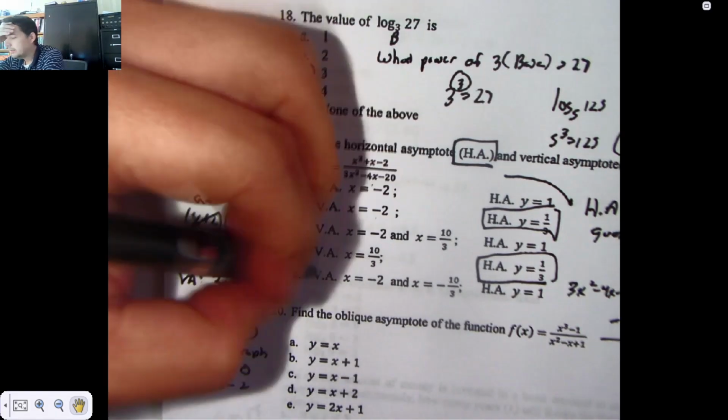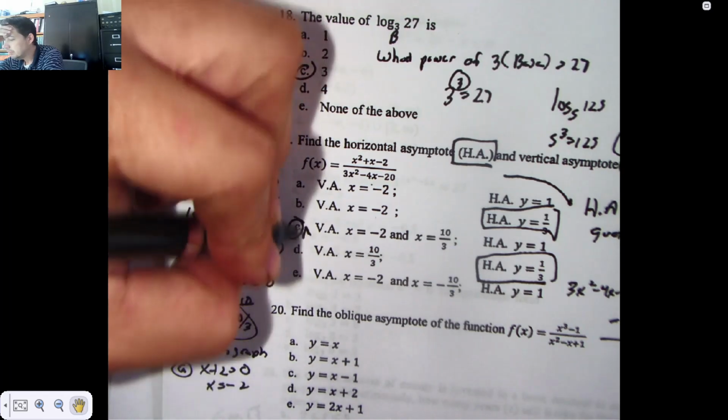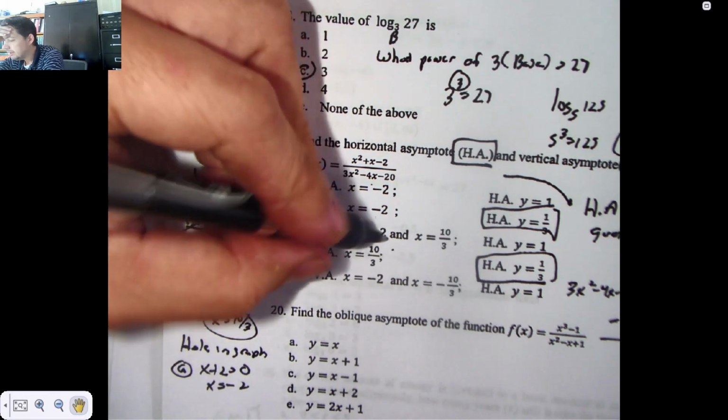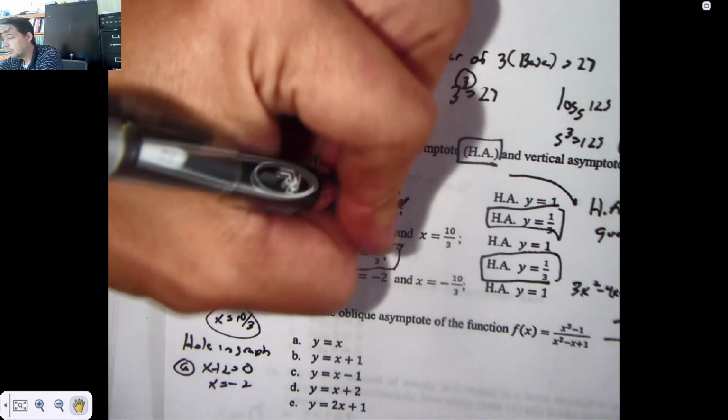Oh, I don't know why I chose that one. Wrong one there. When I say 10 thirds, it's this guy right here. Notice that distractor right there? That's the hole.